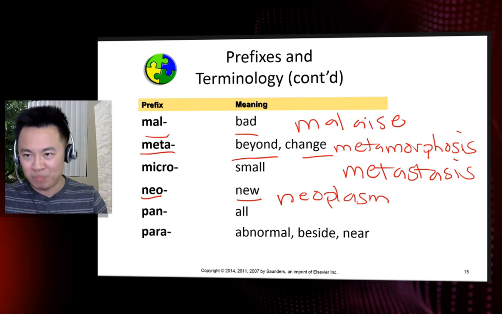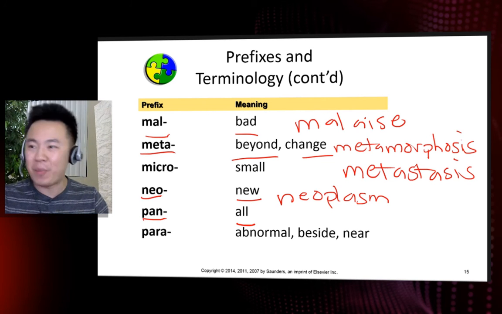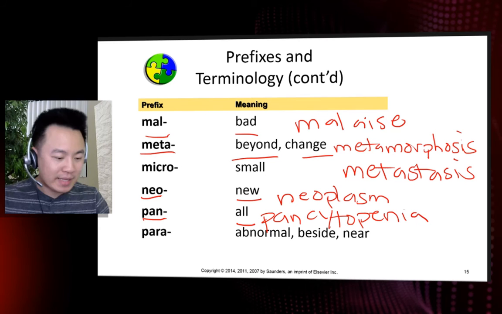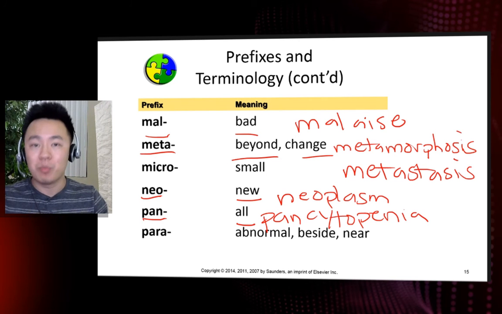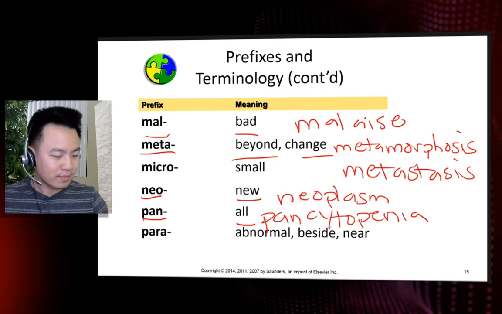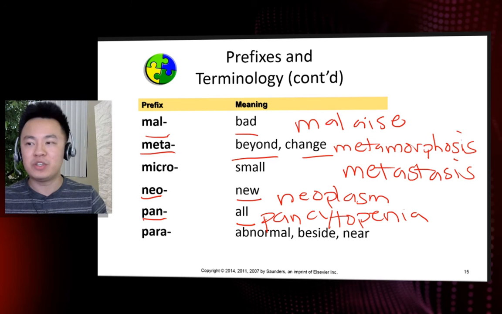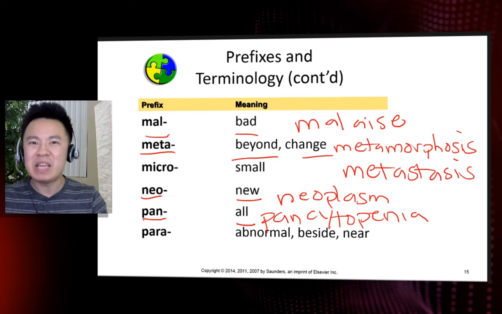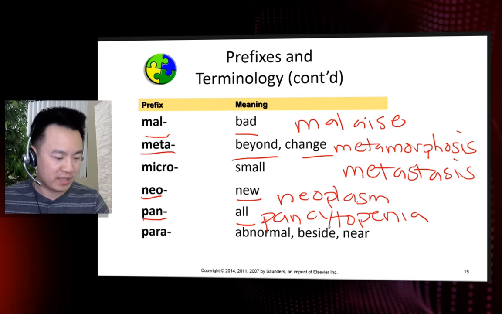How about pan? Pan here means all. For example, pancytopenia. Pancytopenia means deficiency of all blood cells. Earlier I said neoplasm means new growth of a tumor, and then I inserted the word blood. I didn't mean that. That was a misspoke right there. So please correct your notes there. So pancytopenia means deficiency of all blood cells. Now, if you look at this term, we don't see the word hemo, which means blood, in there, but in medicine, we can assume that when you hear the word pancytopenia, it is a deficiency of all blood cells.